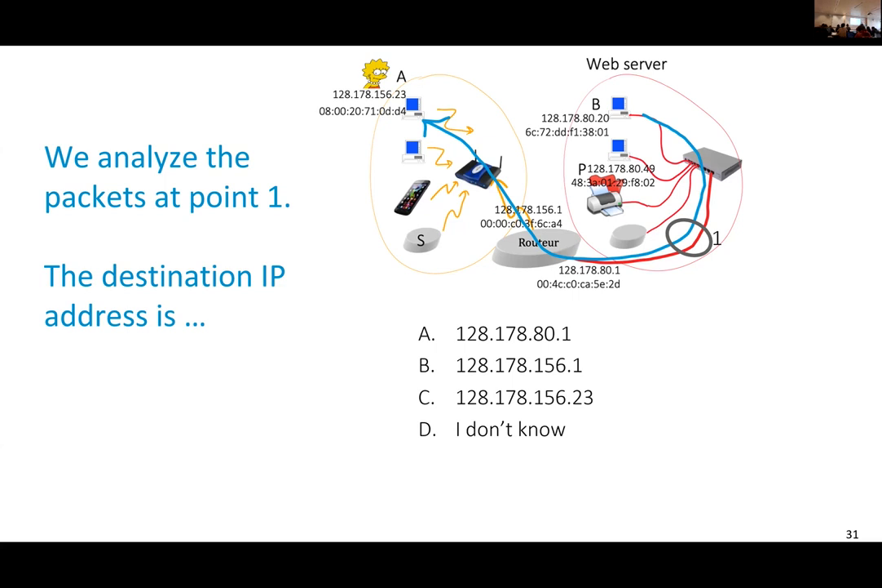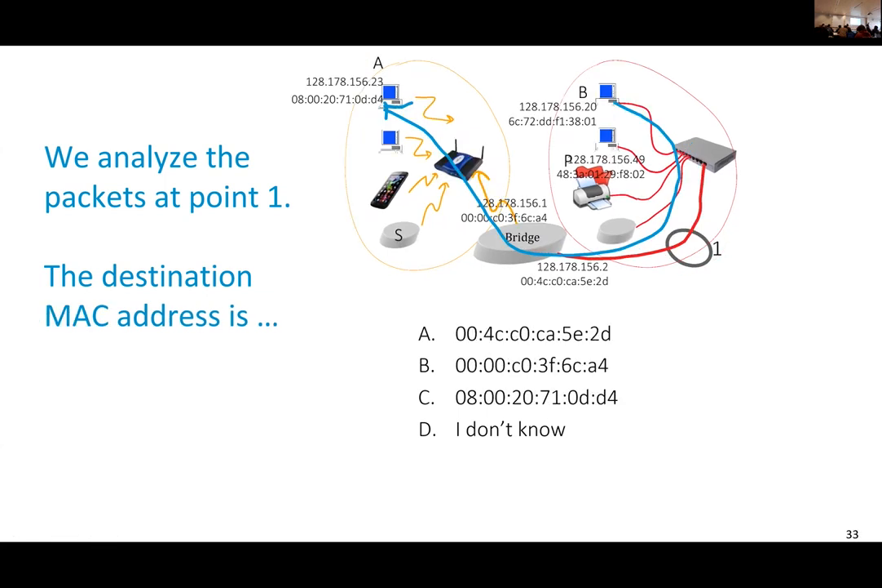I close the poll in a few seconds. Closing. And now the vast majority says C, which is the correct answer. So the principle of IP is we send the packet to the IP destination address in all cases. So the IP destination address is this one here. Let's continue.